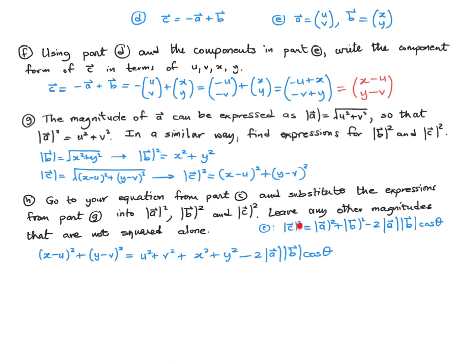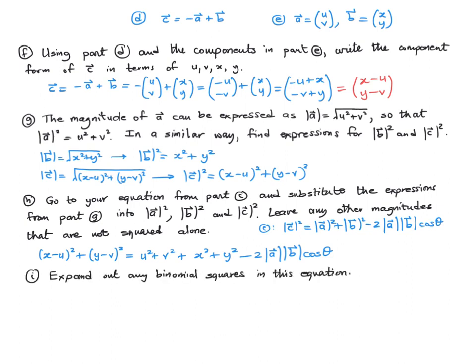So, magnitude of c squared was this. So x minus u quantity squared plus y minus v quantity squared. Magnitude of a squared was this. So u squared plus v squared in that spot. Magnitude of b squared was this. So x squared plus y squared in that spot. And then the other magnitudes are not being squared, so we were told to leave the other magnitudes that are not squared alone. So I'm just going to leave all that alone. So minus 2 times magnitude of a times magnitude of b times cosine theta, just left alone.